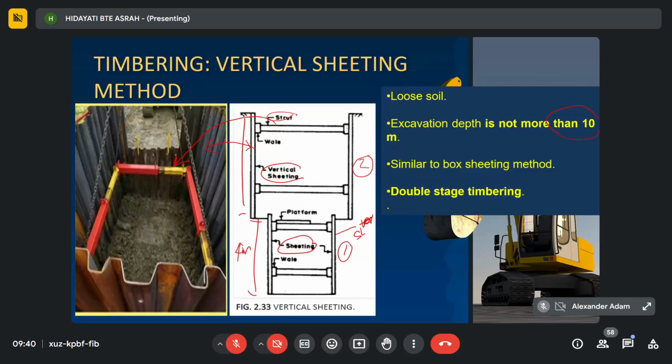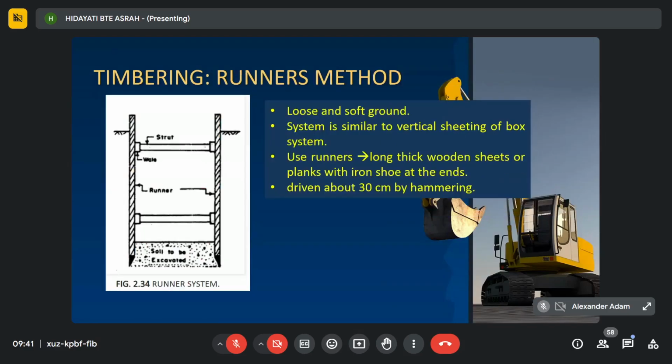Next is the runner method. This method is used when you dig in very loose and soft ground. It needs immediate support as the excavation progresses, meaning that during the excavation, you need to put in the timbering at the same time to support the soil from collapse.